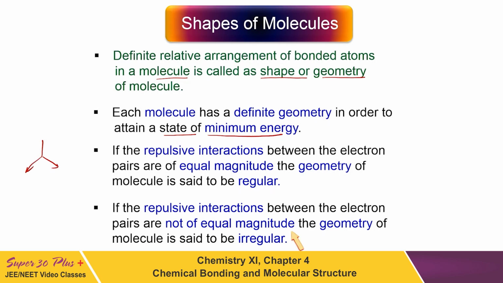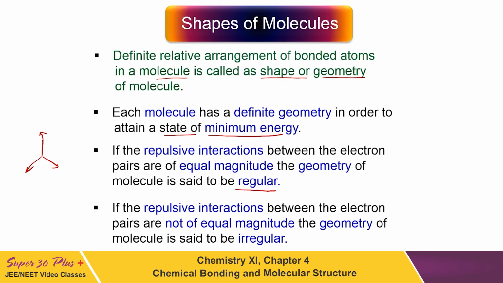There are three arrows, or you can say there are three vectors. These vectors are situated far apart from each other with one bond. So if the repulsive interaction between the electron pairs is of equal magnitude, the geometry of the molecule is said to be regular, which means if a lone pair is not there, only one kind of repulsion is there, which is bond pair and bond pair.